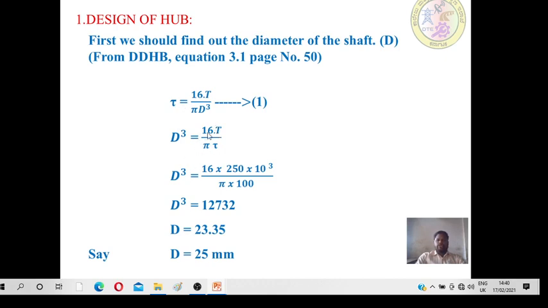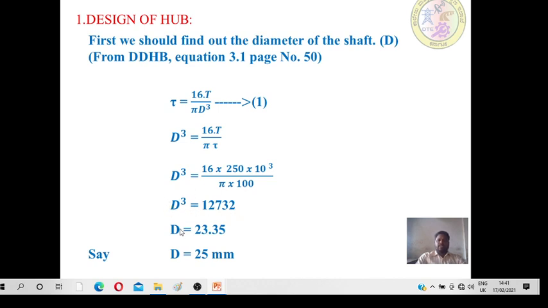Now, I am going to substitute everything here. 16, T is given in the problem as data, 250 into 10 to the power 3, divided by pi, and tau is also given for the shaft material as 100 MPa. 100 MPa equal to 100 Newton per mm square. Therefore, I have substituted directly here. So, d cube equal to 12732. So, this is the value of d cube.